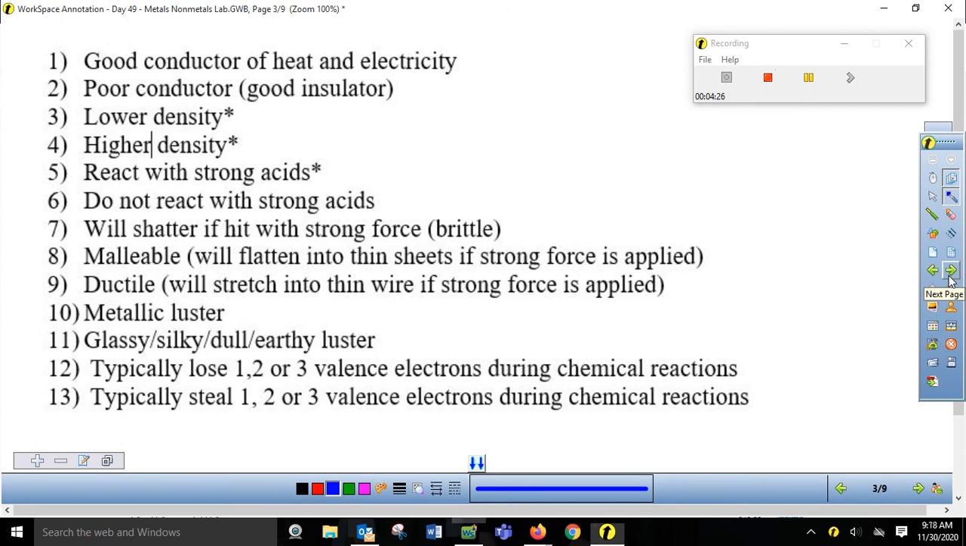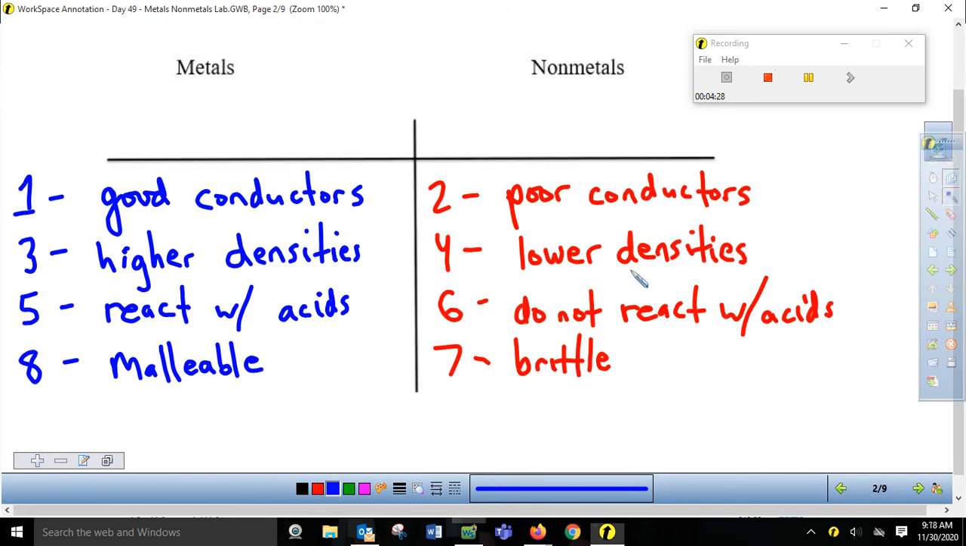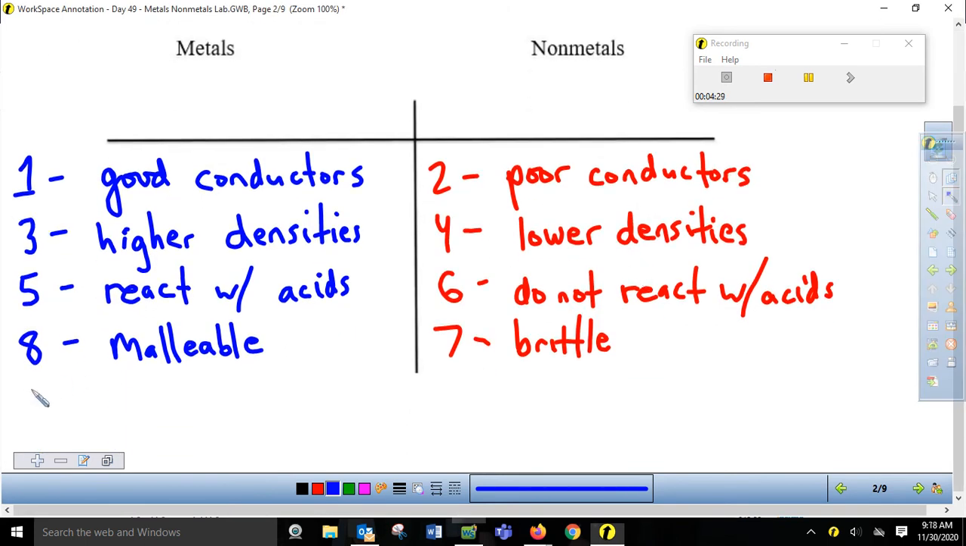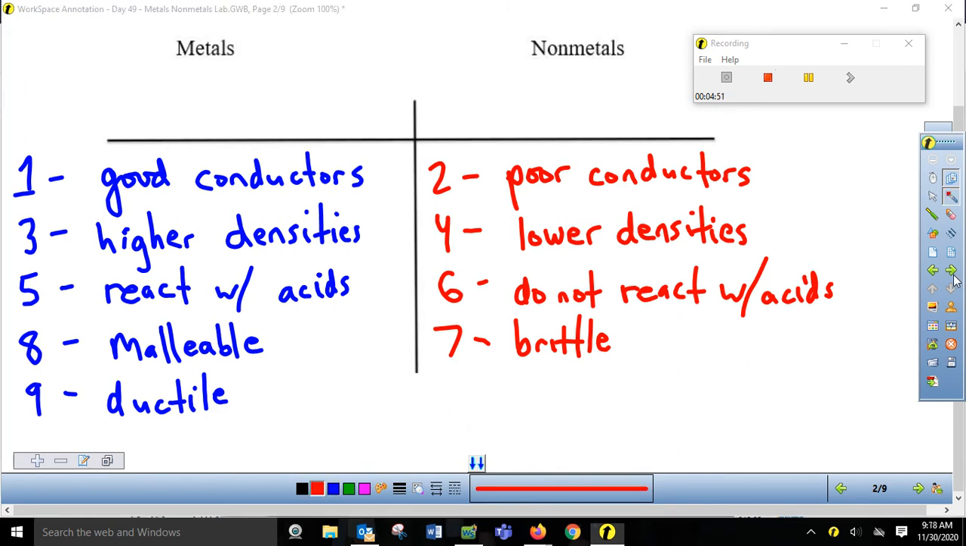Alright, number 9, ductile. Metals are ductile. What does that mean? That means I can take a piece of metal and I could stretch it into a thin piece of wire. Think of a piece of bubble gum. I take a piece of bubble gum and I stretch it. It'll keep getting thinner and thinner and thinner. Eventually it's going to break, but I can stretch my gum into a thinner piece. Well, metals are like that. If you have enough force, you can stretch a metal into a wire. And we got 4 more left here.